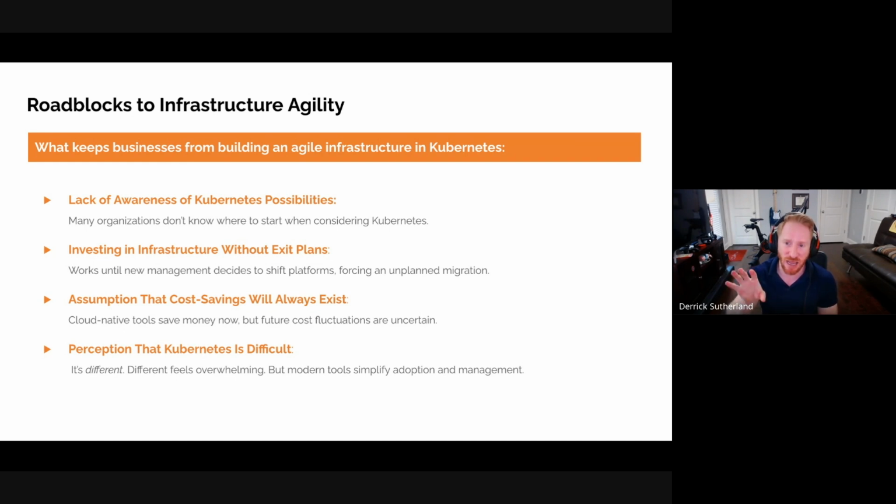But at the end of the day, and this is probably the last one, and this goes back to lack of awareness, there is a mindset that Kubernetes is really difficult. And from one sense, it is in that it's different. But different does not mean difficult. Different just means different, right?